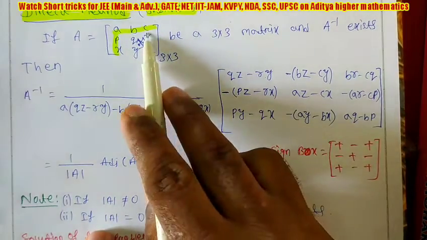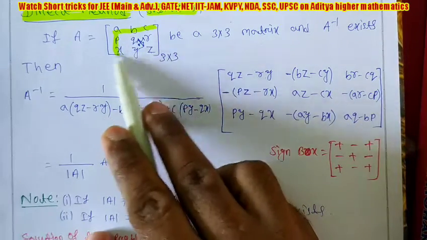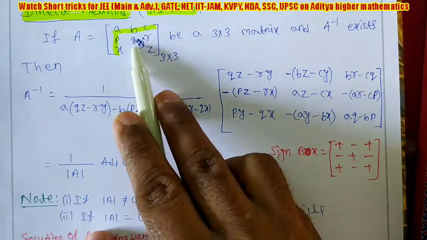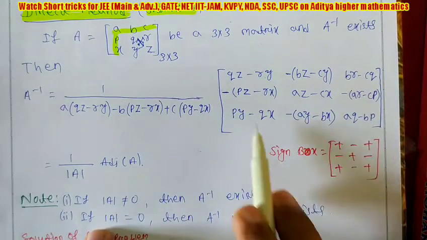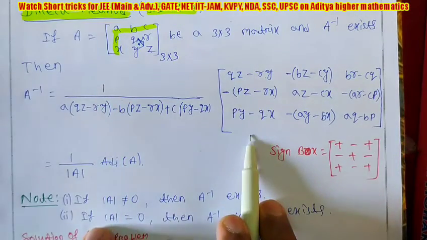Whatever elements you are writing, you follow the sign box. Next, similarly for C, delete its row and column. What are you getting? Py and Qx. Now multiply: Py minus Qx, and its sign is plus, so plus. So when you are computing row wise, here I am writing column wise.